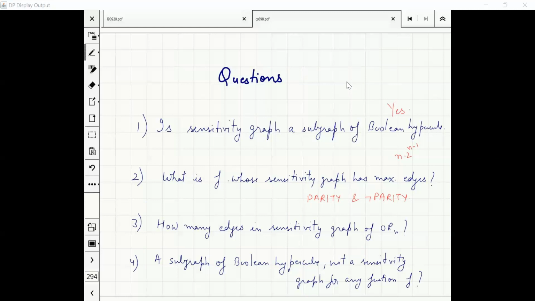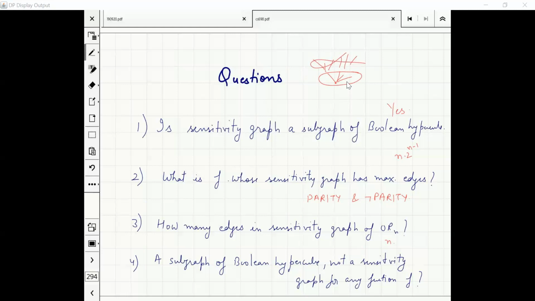How many edges are there in the sensitivity graph of OR on n bits? N. Very good. The only edges are present in the first layer, between Hamming weight 0 and Hamming weight 1. After that, the function value is not different. So for OR, in the Boolean hypercube, only the edges at the bottom are present. The rest will not be part of the sensitivity graph.